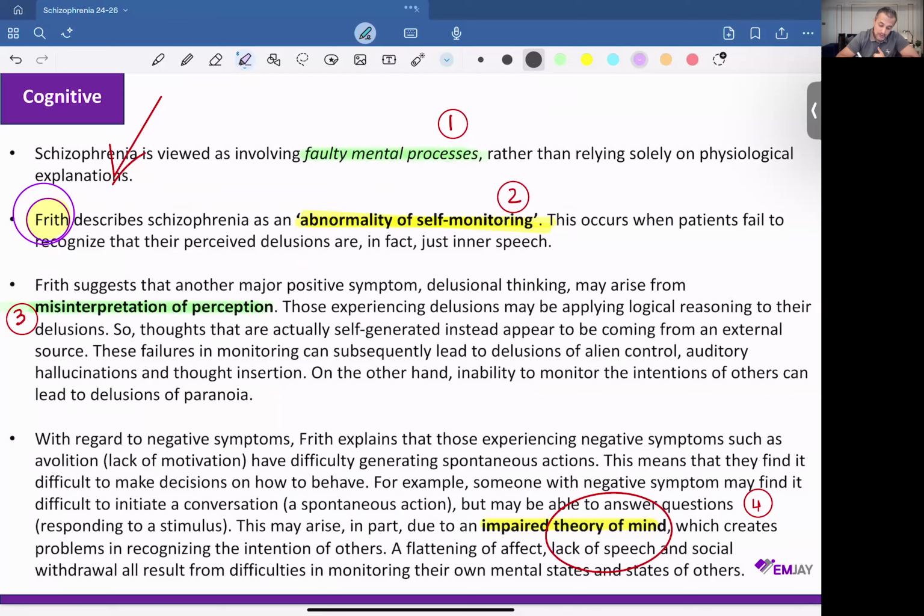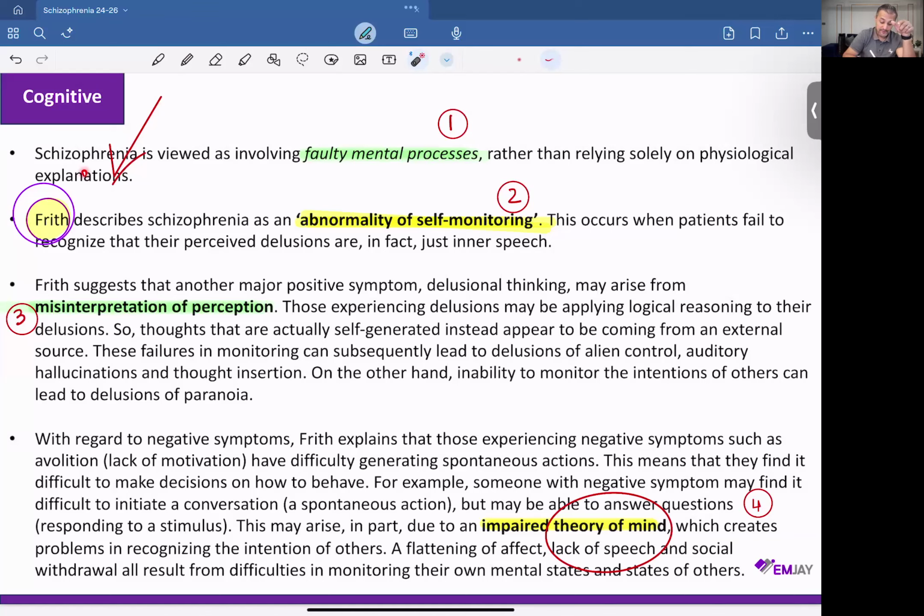Now, if we move on to the content that we have here, schizophrenia is viewed as involving faulty mental processes rather than relying solely on physiological explanations. Prior to this, we were discussing physiological explanations under the bullet of biological explanation, where we had spoken about genetic explanation as well as biochemical explanation.